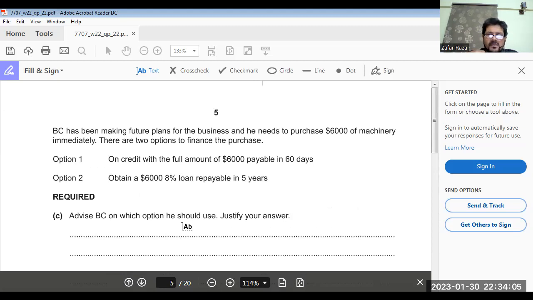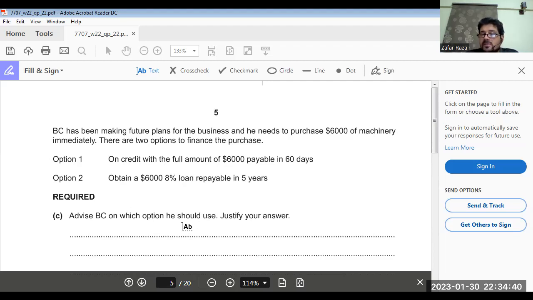I must tell you one thing: whenever you have to answer between liabilities and cash flow, you should remember liability. Liability means redemption is there. One day you have to pay the liability. So keep in mind, if you are not ready to pay off within 60 days and you are obtaining the loan, it means in the future you have to pay 6,000 along with 8% interest annually for 5 years. That is $480. That interest expense would decrease your profit.